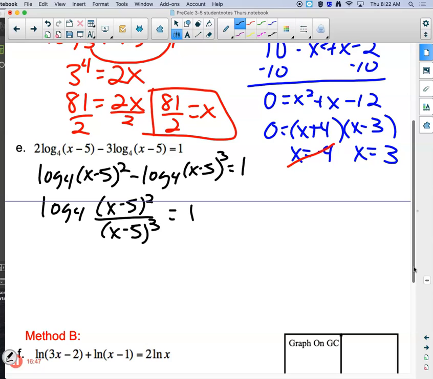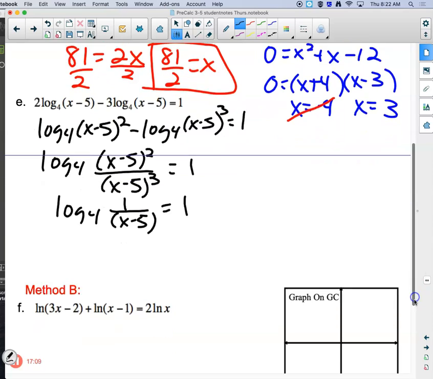Looks like so. Hey, wait a second. We could cancel two of those out because we have the same exact binomial on the top and the bottom. We'll get logarithm base 4 of 1 over x minus 5 equals 1. All right, well, that's not so bad. So then we have the logarithm isolated on one side. We can go ahead and snail shell and see what we get.